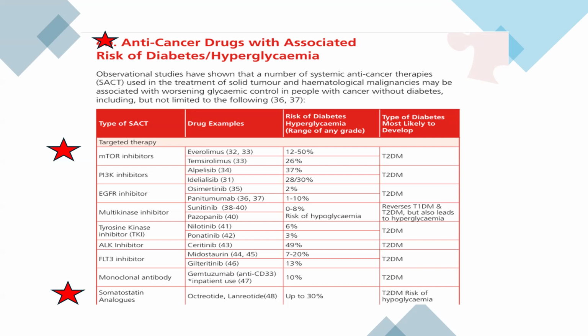In terms of the monoclonal antibodies, again, gemtuzumab, which is anti-CD33, carries a 10% risk of developing diabetes and has been asked in a previous exam. Especially look at ALK inhibitors like ceritinib, which has a 49% risk of developing diabetes or hyperglycemia, again asked in previous exams. One point to note here is also somatostatin analogs, which are useful for neuroendocrine tumors, like octreotide and lanreotide. They have up to a 30% risk of developing diabetes, and we'll also see how they can cause hypoglycemia in one of the case scenarios, which we'll discuss in the next slides.